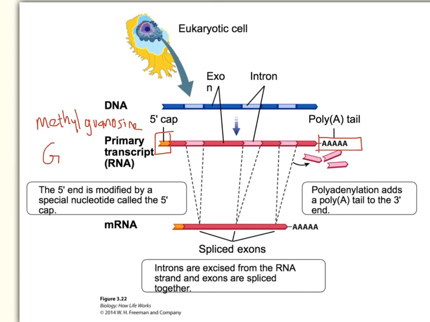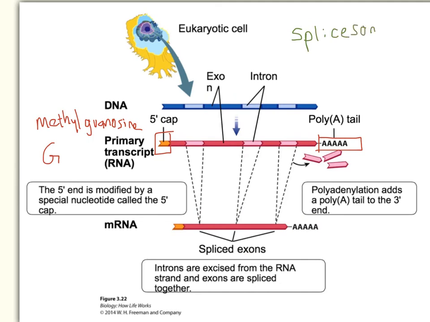Now, we've got a cap, we've got a tail. That helps stabilize this RNA molecule. Then specialized enzymes are going to come in, and they are going to splice or cut out the introns. All right, so the introns are cut out, and then we're going to link together the exons, the coding regions, and now we have our functional mRNA that's ready to go. Okay, the enzyme complex that does this splicing is called the spliceosome.